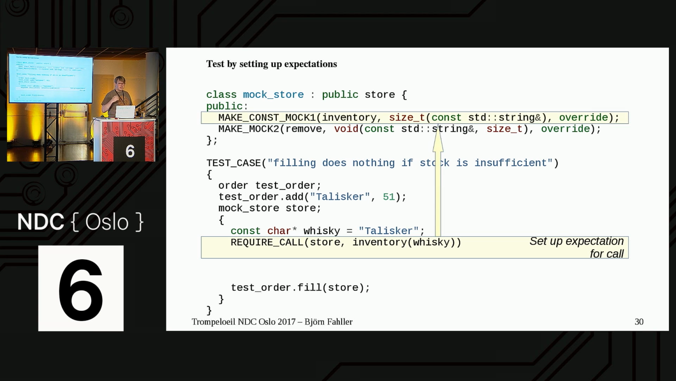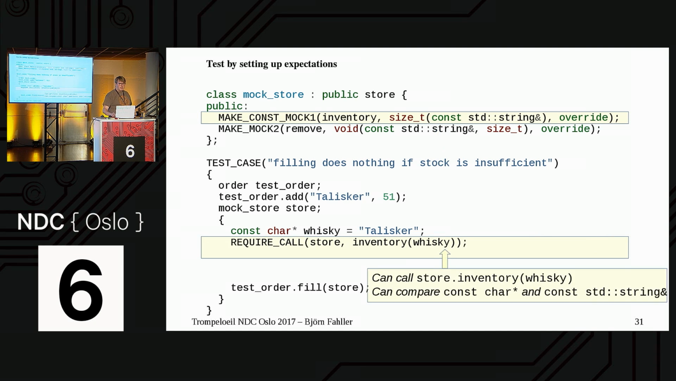And what happens here is, to begin with, the reason we can place this expectation is that store is of a mock type, or rather that inventory is a mock function in a type. And that it is possible to call store.inventory with whiskey, because whiskey is a const char star, and const char star can be implicitly converted to a string, so this works. And you can make an equality comparison to see that they are the same.